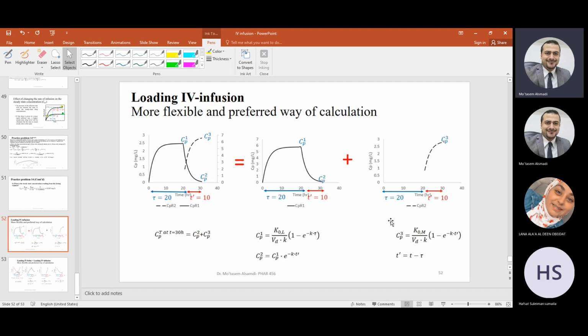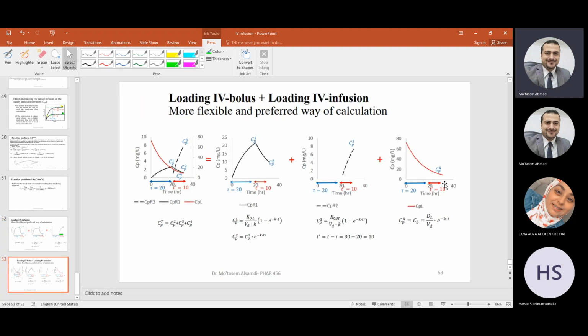The only trick here is that the infusion time is not 30 hours. For the second infusion, it's only 10 hours, only this period of time, right? So this is the only trick about it. You have to make sure that you plug in the value of the infusion time T prime equal to 10 hours, not 30 hours, because the second infusion did not start at time 0. It started only after a delay of 20 hours. Okay? So I prefer to use this method. This method is more flexible.